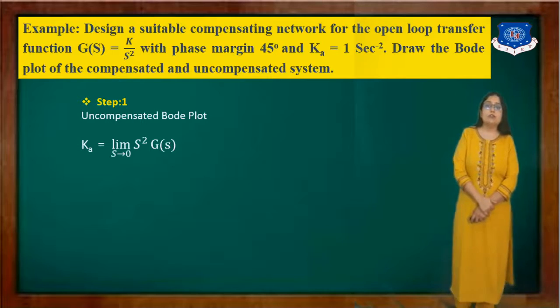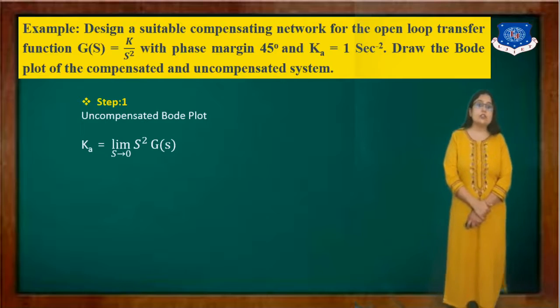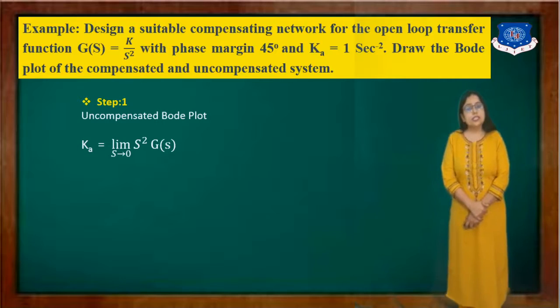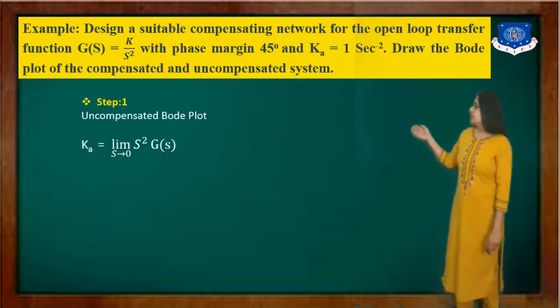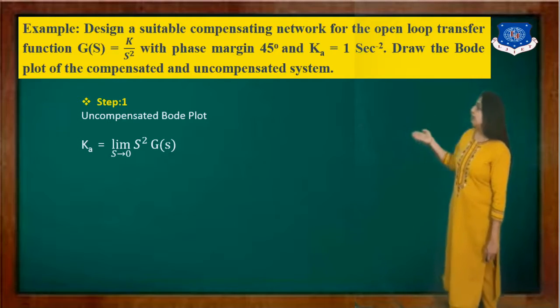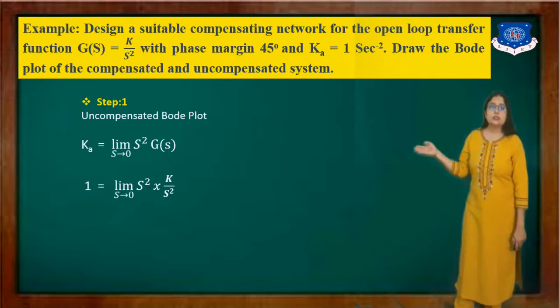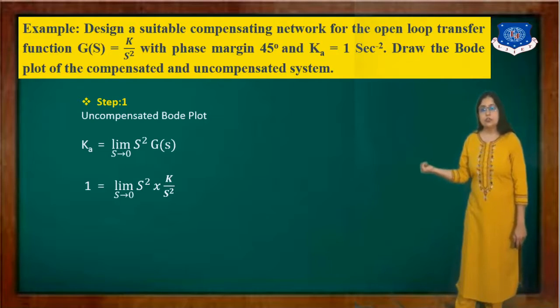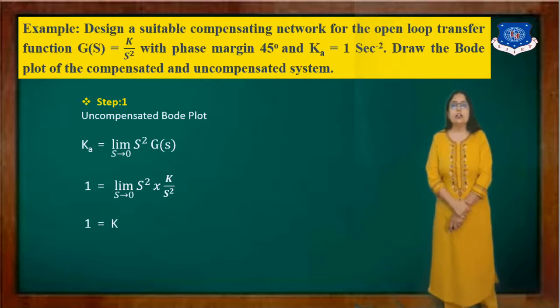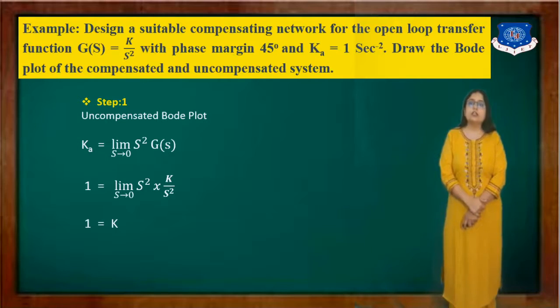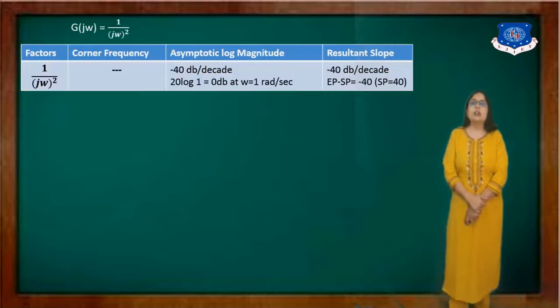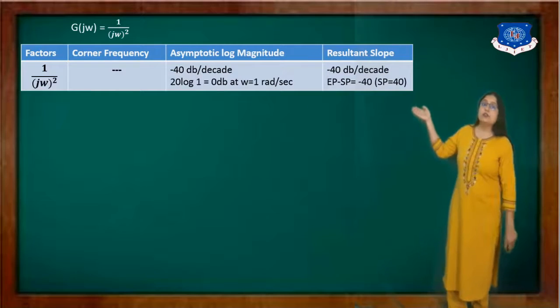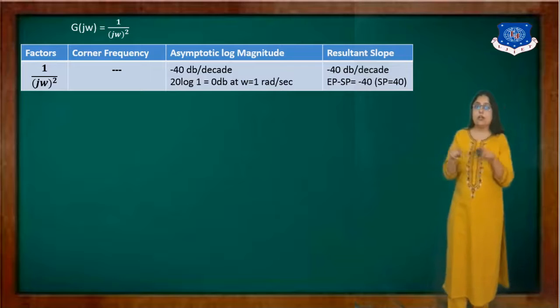First of all, what value of Ka is given to us? The equation is Ka = limit as s tends to 0 of s² into G(s). Now we substitute the value of G(s), that is K upon s², and substitute the value of K equal to 1. So here you will get K equal to 1. So now my transfer function G(s) is 1 upon s².